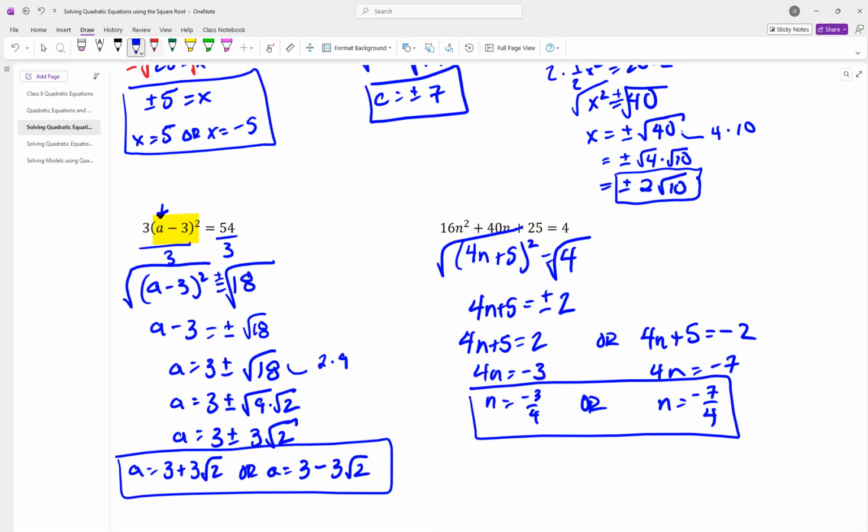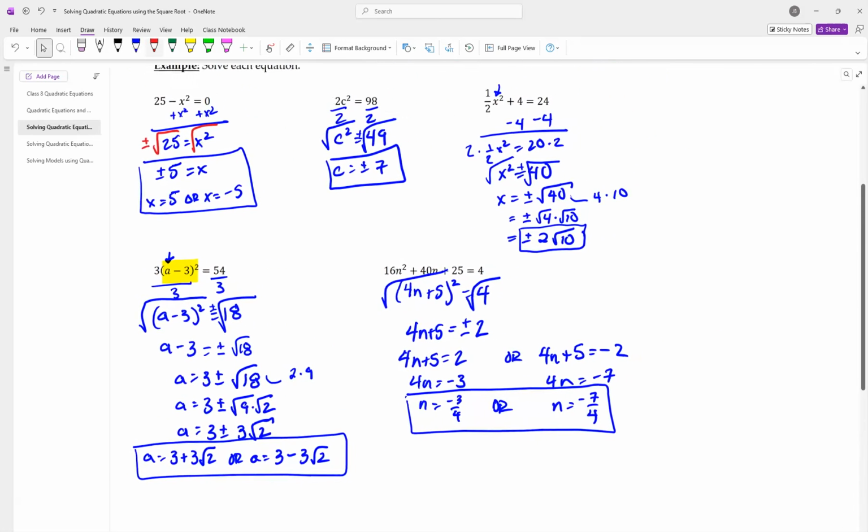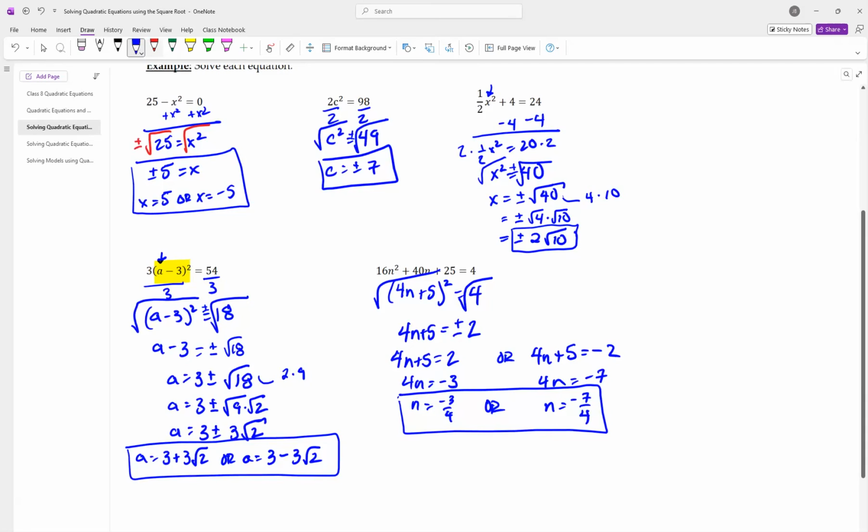Okay, there we go. So the point of these exercises is, once you get the square isolated, take the square root, include a plus and minus, and follow through with the remaining algebra. And that's it for this technique.